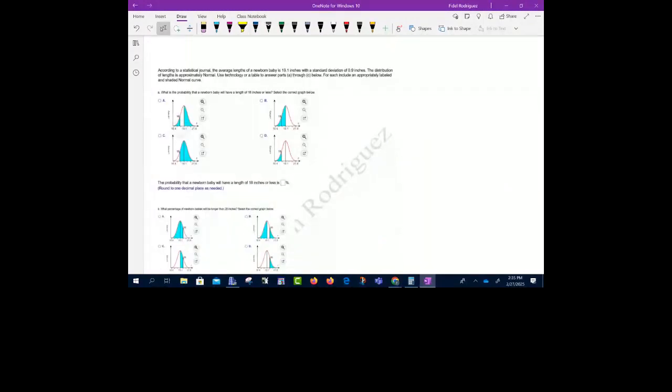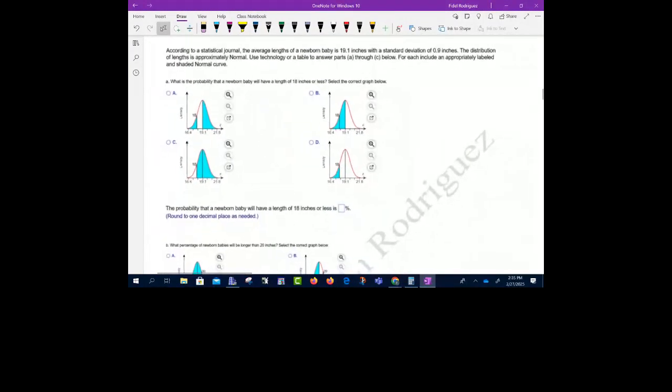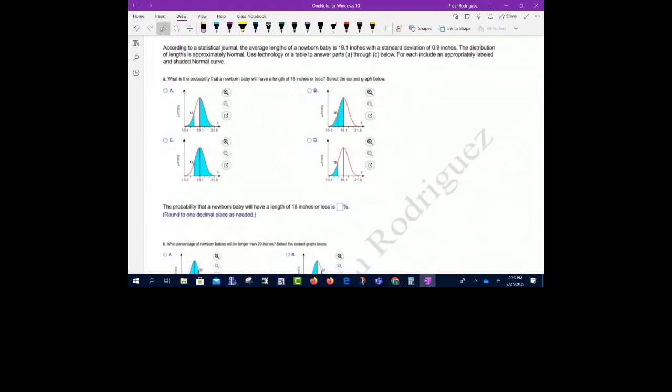Yeah, here we go. Y'all, this is a question I actually found in a different textbook, but for those of you who are going into health sciences, nursing, things like that, I just thought this was a neat question. So let's see if we can figure out what's going on here, y'all. It says, according to a statistical journal, the average length of newborn babies is 19.1 inches. So I'm going to write a couple of things down.